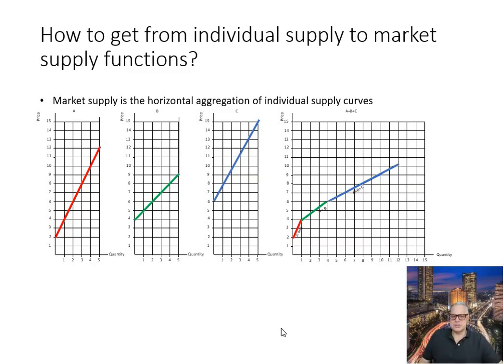So the concept of moving from individual demand or individual supply functions to a market demand or market supply function is always the same and consists of aggregating the demand or the supply functions horizontally.